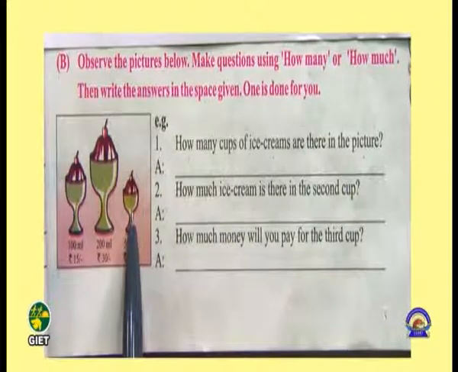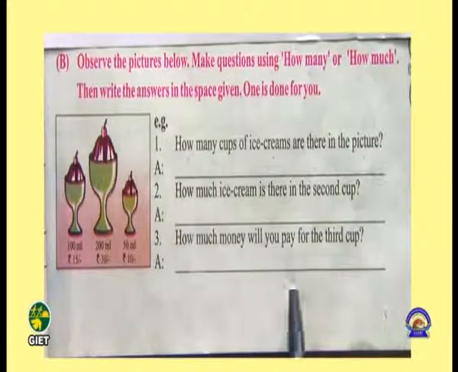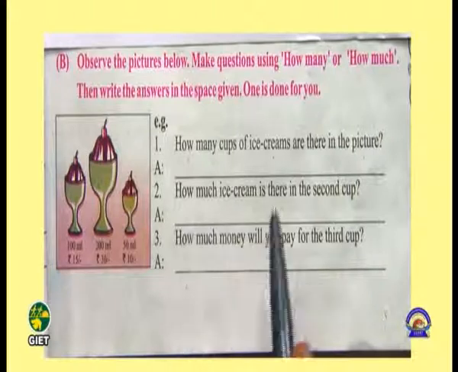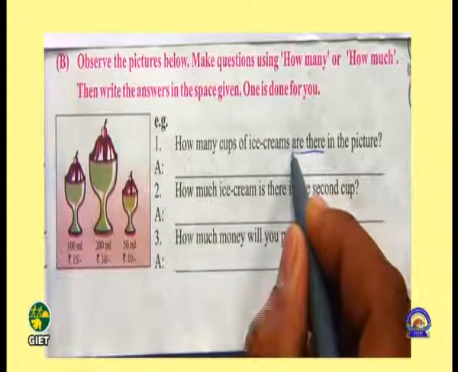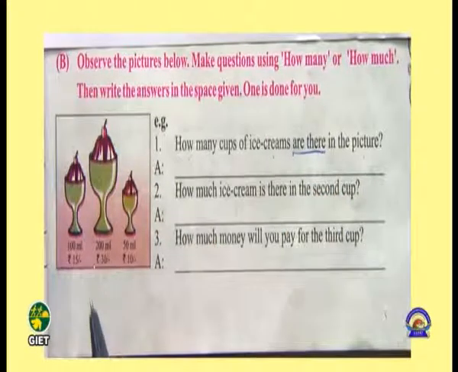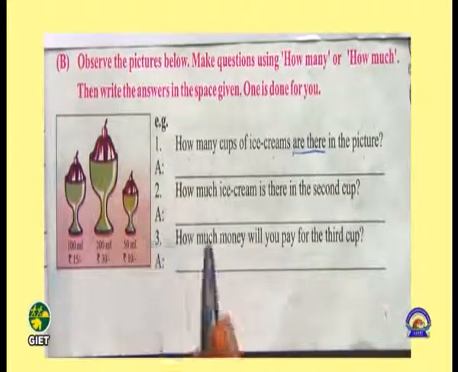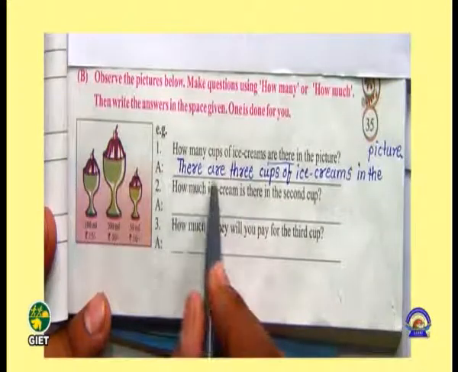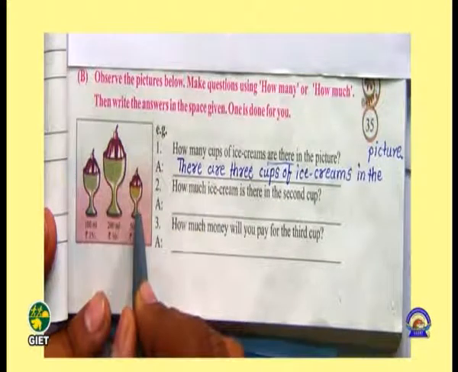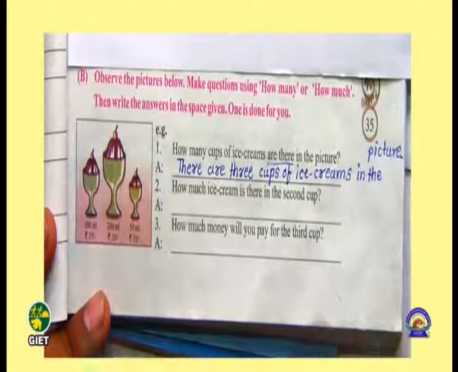1, 2, and 3. Mind well, while giving the answer of such a question, we always begin with 'there are'. So, how many cups of ice cream are there? 1, 2, and 3. So, the answer will be: there are 3 cups of ice creams in the picture.